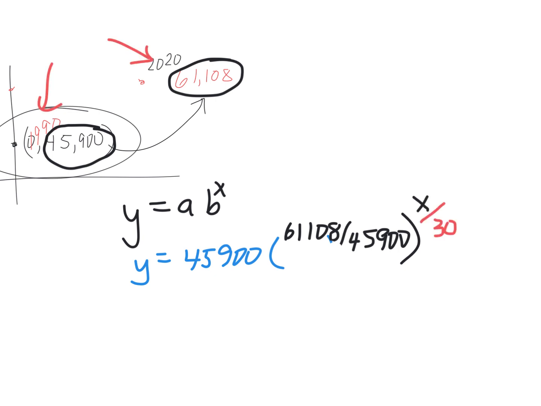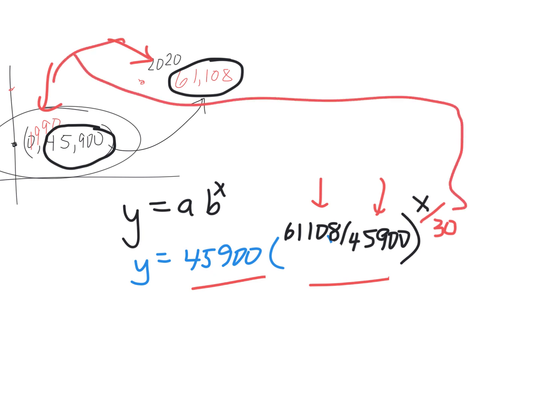That make sense to you? Start value. Some number that's bigger than 1, which came from this divided by this. And then it took 30 years. So we put that under it like that.